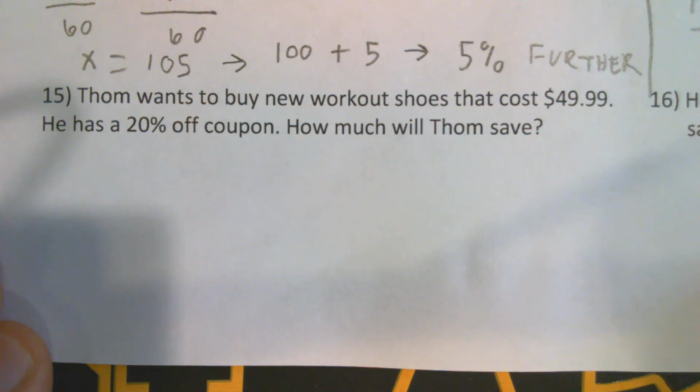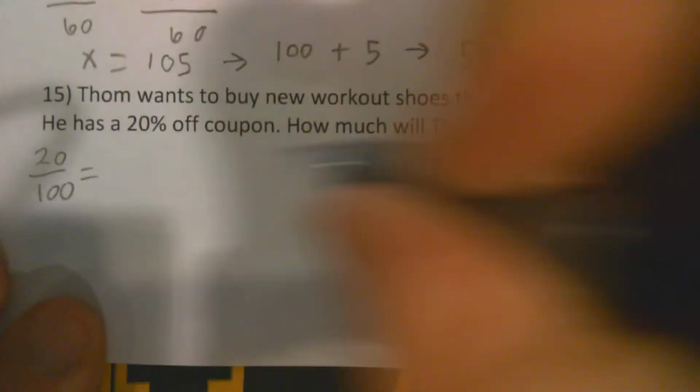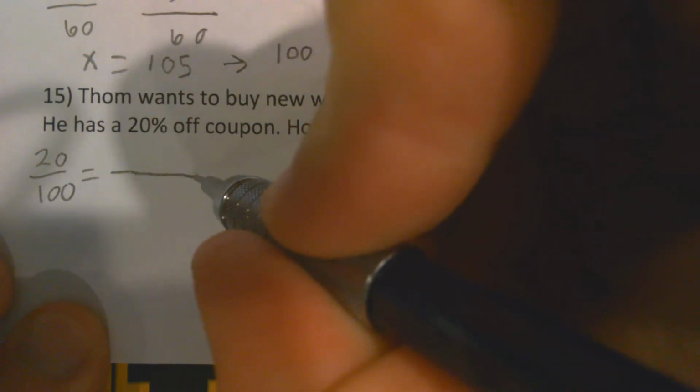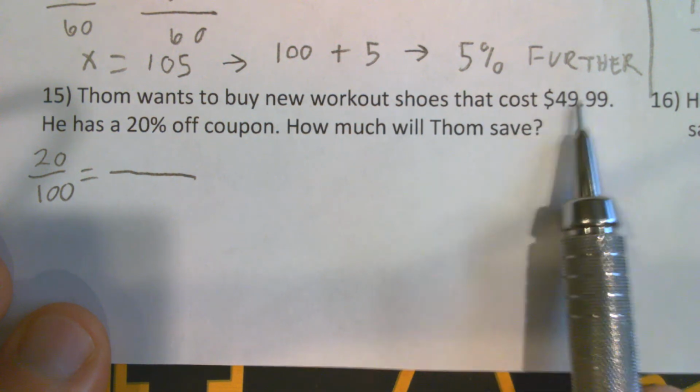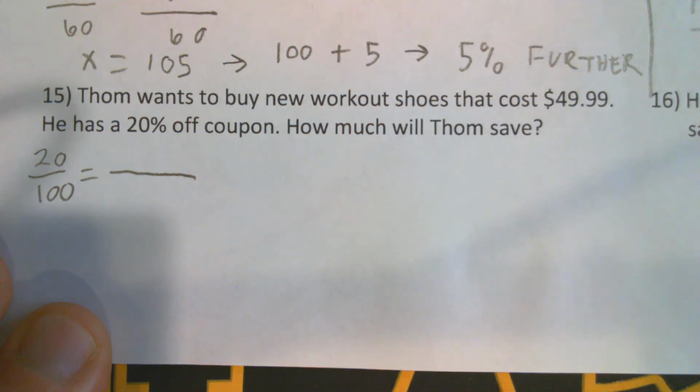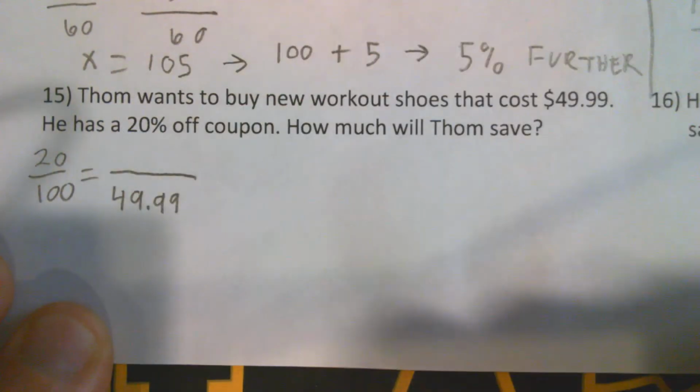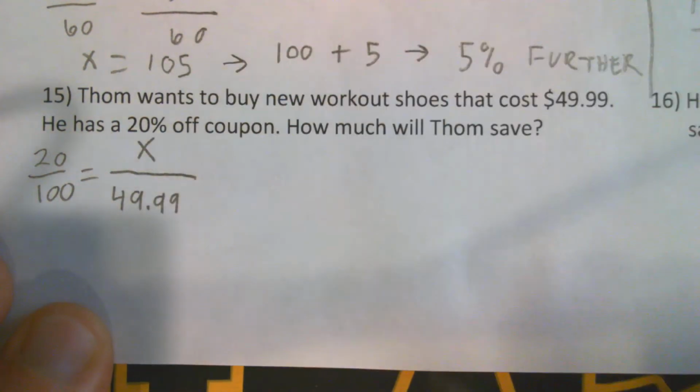Tom wants to buy new workout shoes that cost $49.99. He has a 20% off coupon. How much will Tom save? Alright, percent over 100. That equals new over original. The original cost of the shoes is $49.99. We want to figure out the discount. That will be our numerator.